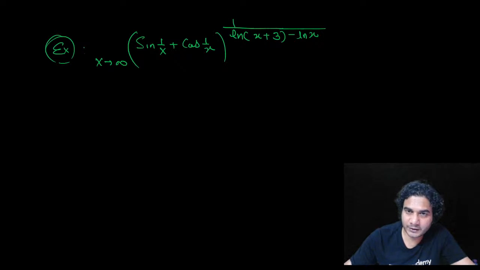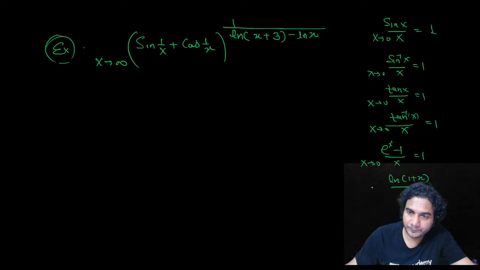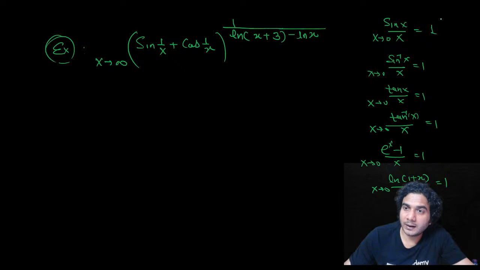The 6 standard forms I've discussed, I'll tell you. Sin x upon x is 1. Sin inverse x upon x approaching to 0 is 1. Tan x upon x approaching to 0 is also 1. Tan inverse x upon x approaching to 0 is also 1. And then e raised to x minus 1 upon x approaching to 0 is 1. And the last one, ln of 1 plus x upon x approaching to 0 is also 1. And whether it is 1 plus or 1 minus, I've discussed all these things.